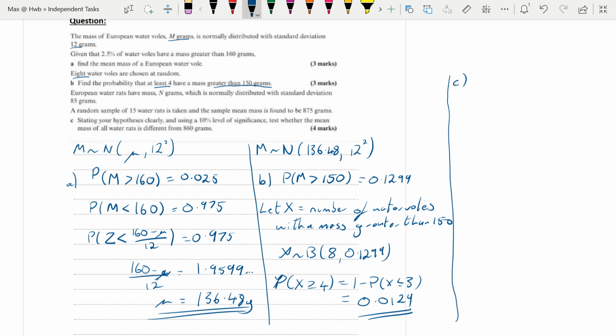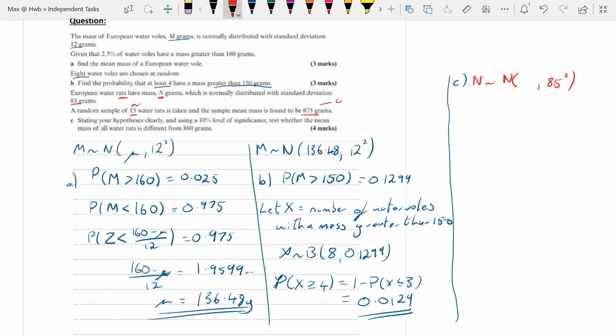Right, so part C, here comes my hypothesis test. The mass of European water rats, in grams, is normally distributed with a standard deviation of 85. It's a bit annoying because both are called n, but I know the standard deviation is 85 grams, so the variance is 85 squared. A random sample of 15 rats, so that's my n, was taken, and the mean mass was found to be 875.